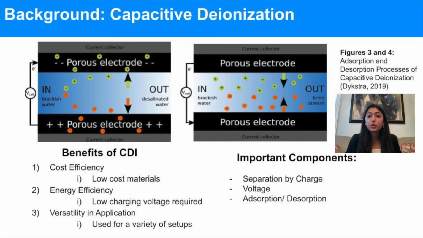A potential solution I found is capacitive deionization. CDI is a device which uses a charging voltage to create an electric field in the water to remove contaminants by absorbing them onto their oppositely charged electrode. Benefits of CDI are that it is highly cost-efficient, energy efficient, as it requires a very low charging voltage, and versatile, as it can remove a variety of contaminants.